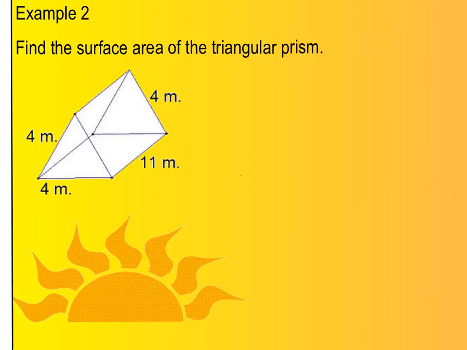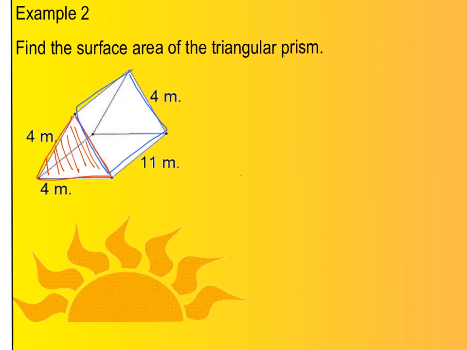In this next example, we're going to find the surface area of this triangular prism. Notice that the bases aren't on the top and bottom this time. The bases are the triangles that are in the front and in the back. So we need to find the area of the front and back triangle, as well as the three rectangles that make up the sides that join those two triangles.